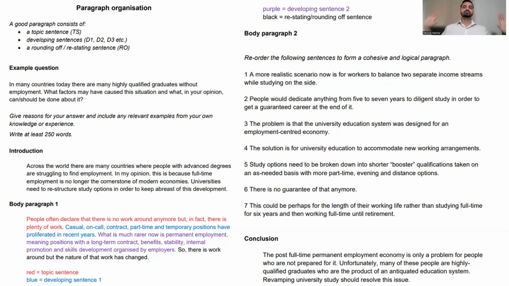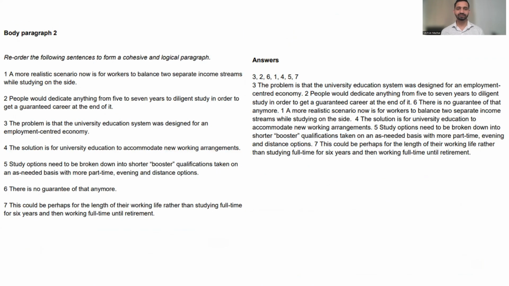Okay, so I've given you the whole response of the essay, but you're going to work on body paragraph 2, and then we will neatly put it together and you will have a response to the whole IELTS Part 2 essay. But let's just understand how we write the body paragraphs. Okay, pause this video here, work on body paragraph 2, reorder the sentences and make it cohesive and logical. When you come back, we'll review the answers. All right, let's review the answers.